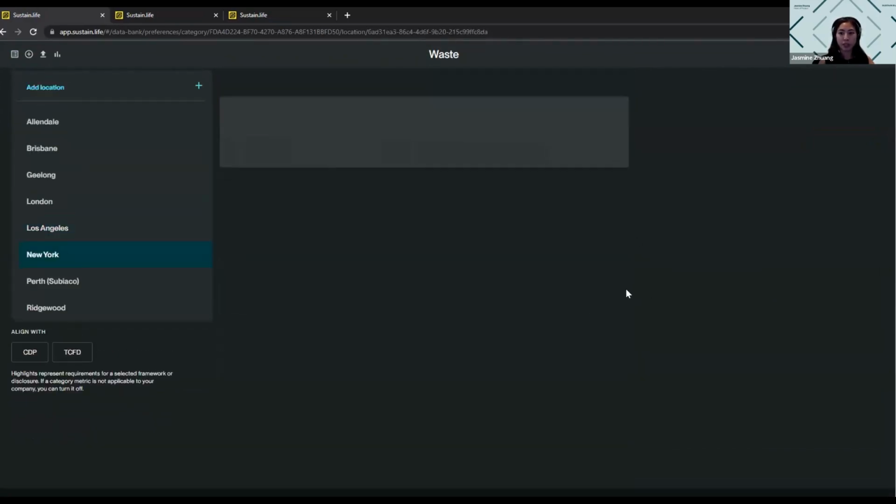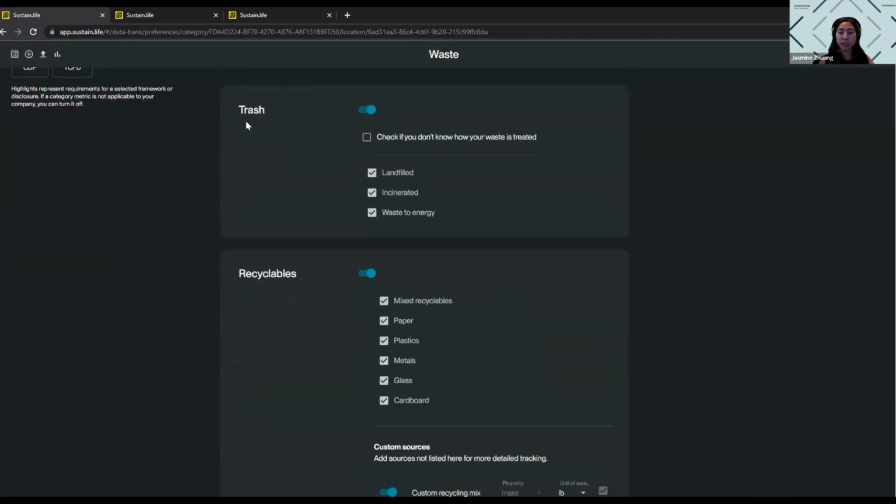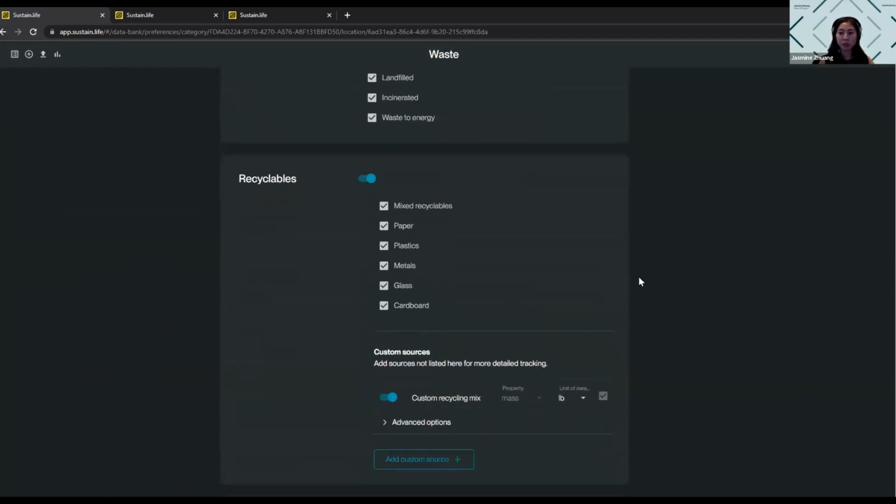For New York, on the other hand, you might get a much more detailed and granular breakdown of your waste from your bills or from your waste hauler. So in this case, you'll be able to break down not only trash versus recyclables, but also how your trash is disposed of. Is it landfilled, incinerated, or waste to energy? And then for recyclables, you can select mixed recyclables if you don't have a more granular breakdown. But if you do have the exact material type, you can select those as well.